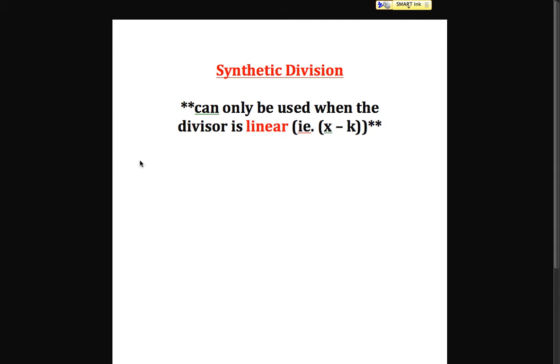So here's a question. Let's say, for example, we want to divide the polynomial 4x cubed minus 5x squared plus 3x minus 7, and we want to divide that whole thing by x minus 2. Now, let's make sure that the divisor is linear. Yes, there's no exponent on the x, so we can divide it by x minus 2.